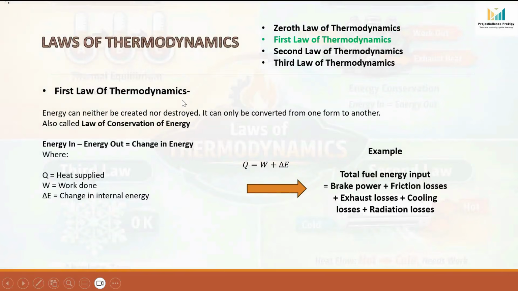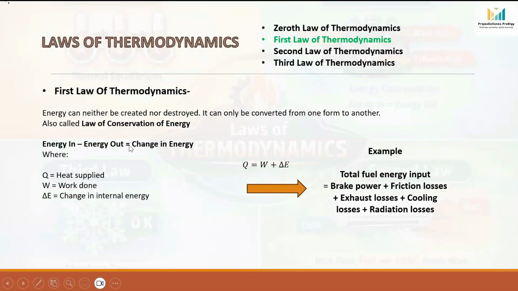First law of thermodynamics. It says energy can neither be created nor destroyed. It can only be converted from one form to another. That is why this law is called the law of conservation of energy. Let me explain this in simple terms.